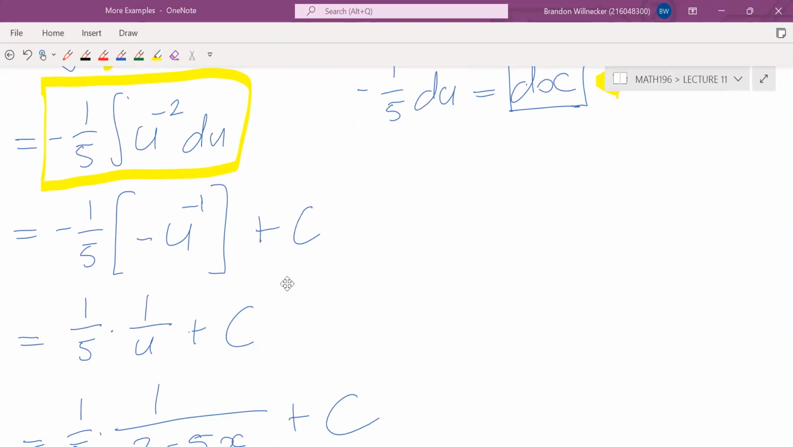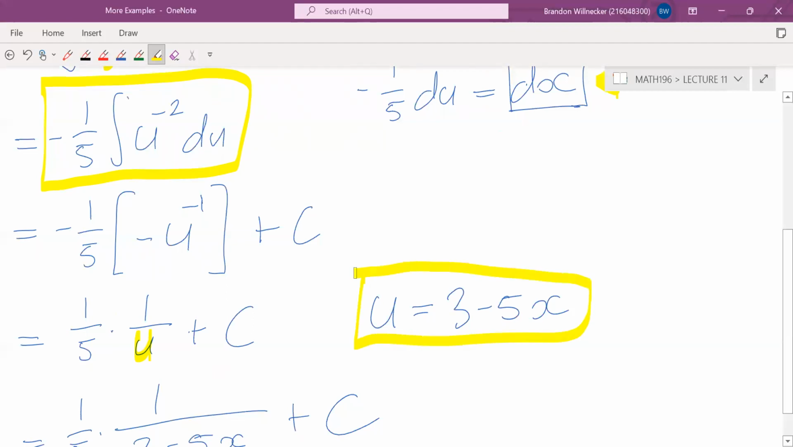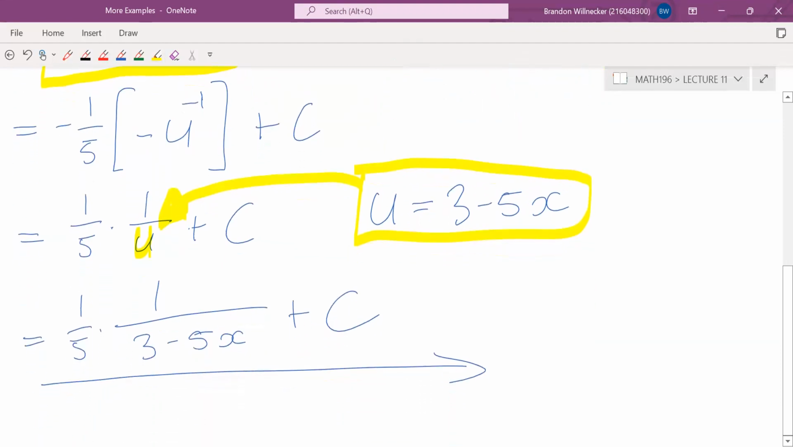But remember, we don't want things in terms of u, we want our original x variable. So we have u, remember that u is equal to 3 minus 5x. That's what we said right at the beginning. So we are going to take this and replace u. So we get 1/5 times 1 over 3 minus 5x plus c. Okay, and this is our integral in terms of x, which is what we wanted.